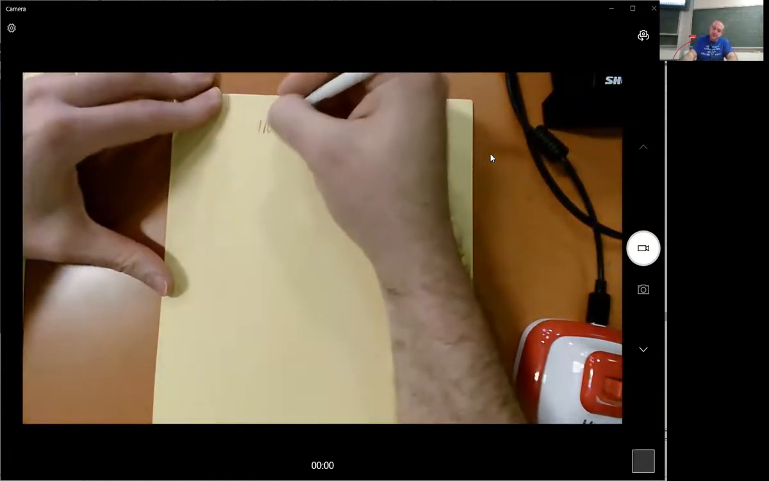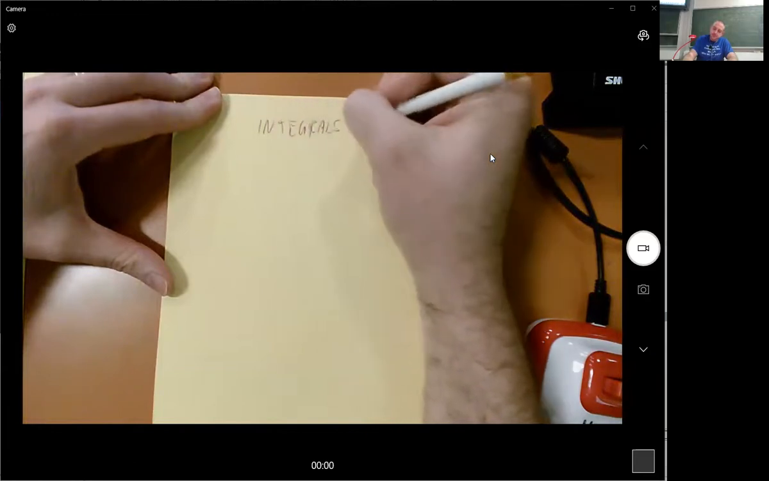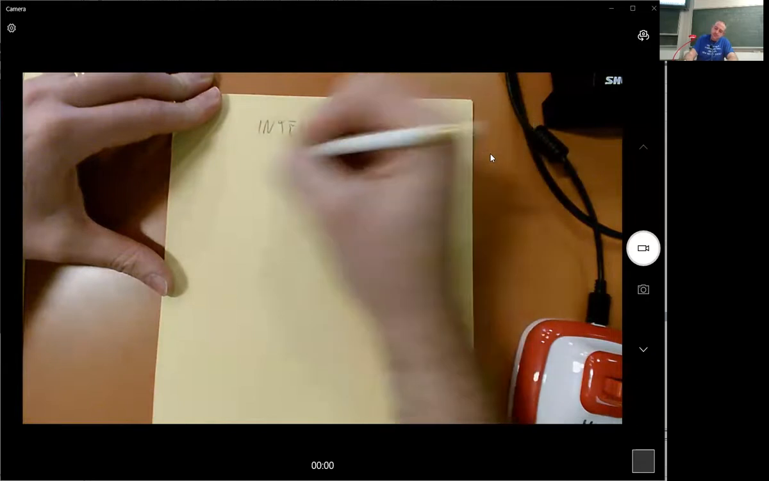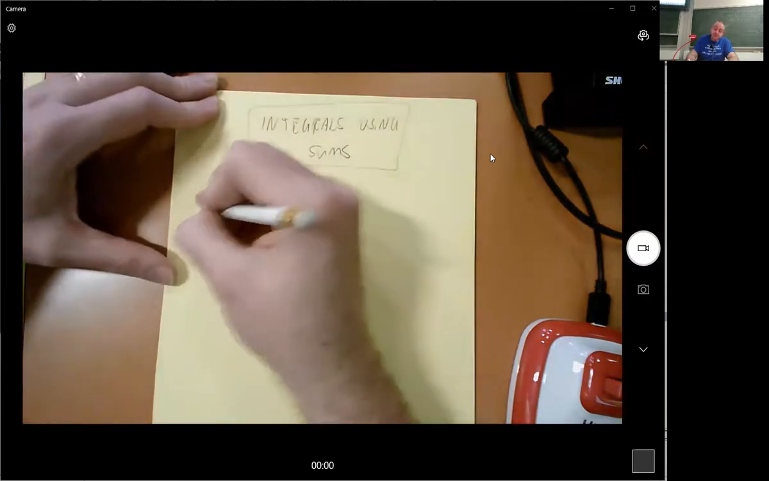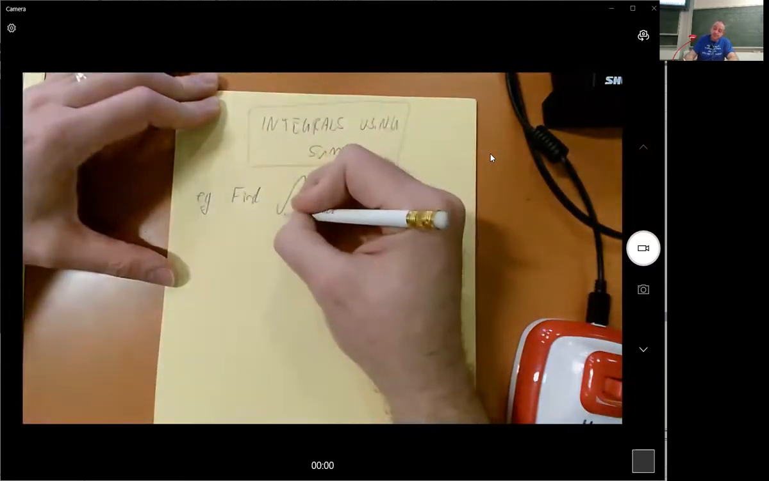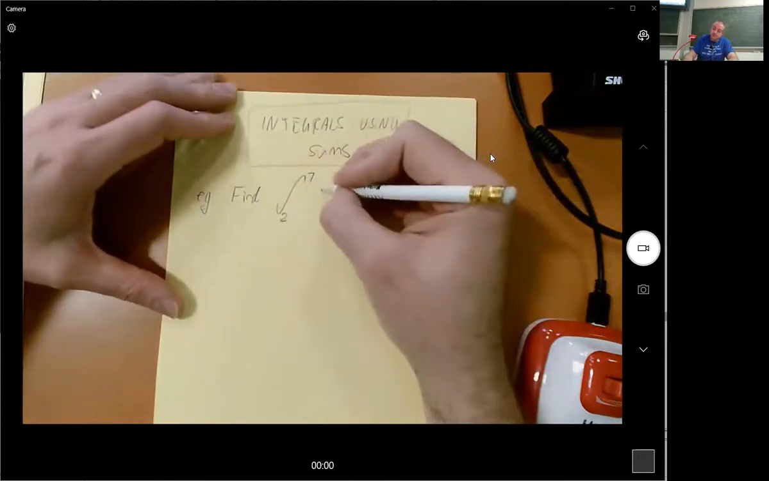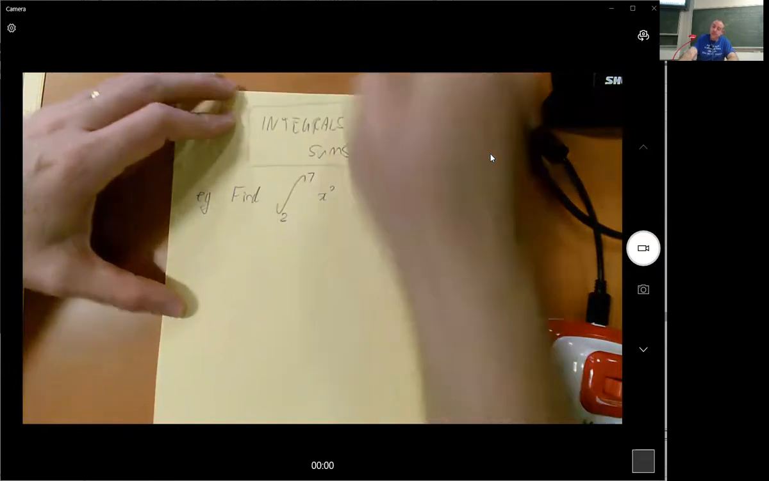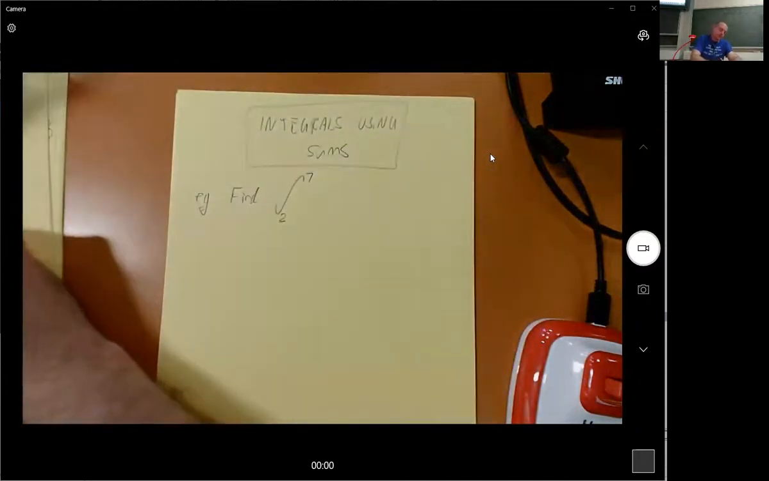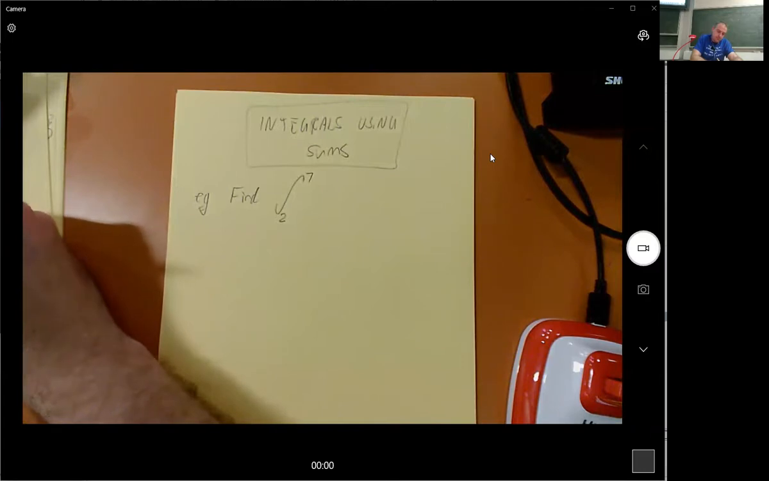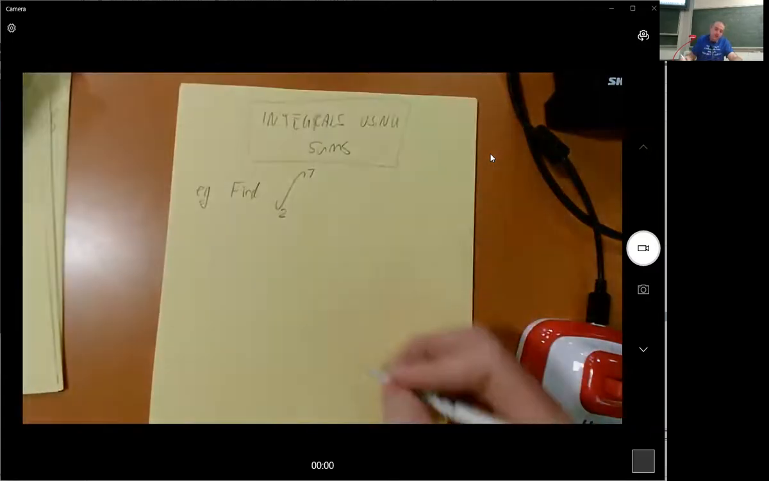Okay, so integrals using sums. It's just easier to do an example. Just give me a second.